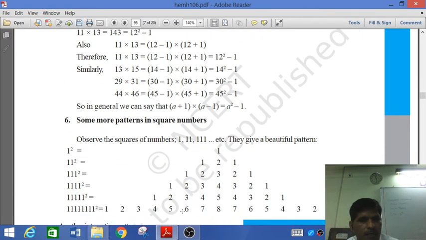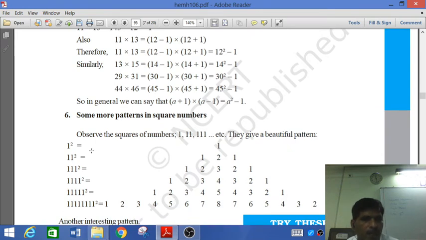Now it's again one type of trick, some pattern. So 1 square is 1, 11 square is 1 2 1. Now 111 square, then 1 2 3, because here 3 digits are there. So 1 2 3. Here it is increasing, and again it is decreasing, 3 to 1. How many numbers are there? 3 numbers. So what I have to write? 1 2 3, and again decreasing, 3 2 1.